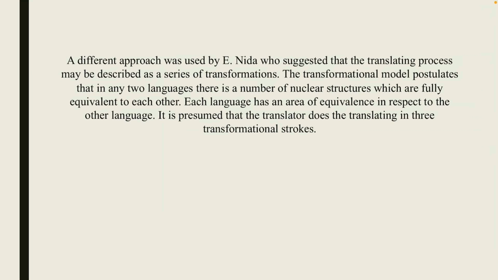A different approach was used by Nida, who suggests that the translating process may be described as a series of transformations. The transformational model postulates that in any two languages there is a number of nuclear structures which are fully equivalent to each other. Each language has an area of equivalence in respect to the other language. It is presumed that the translator does the translating in three transformational strokes.